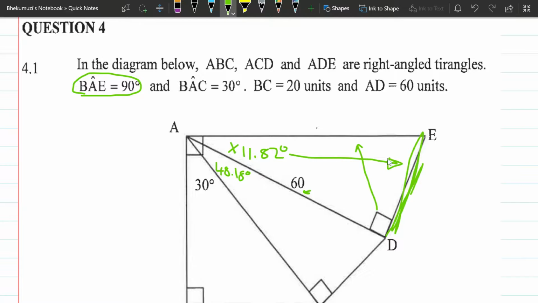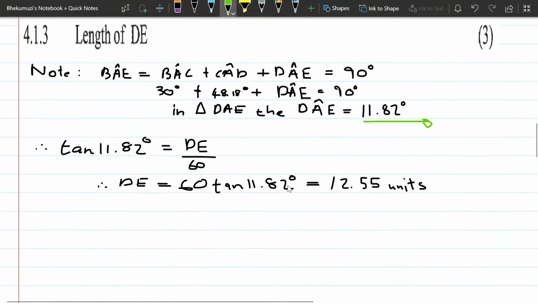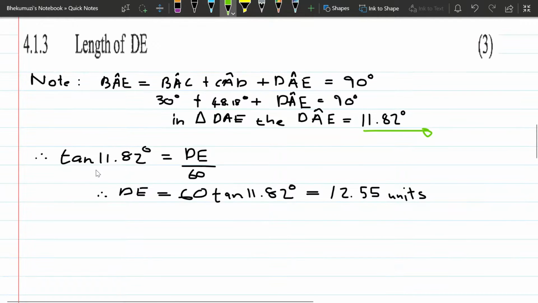And so that's what we did. Then we would have tan 11.82 equals DE divided by 60. We solve by multiplying 60 onto the other side. So it's 60 tan 11.82 degrees. And that would give us 12.55 units. That would be your final answer for the length of DE.